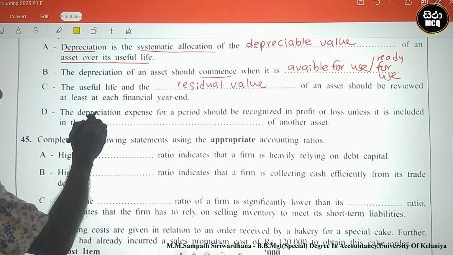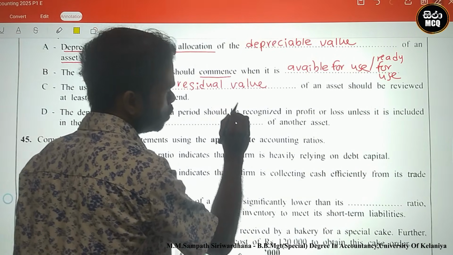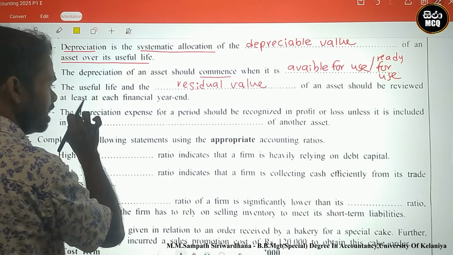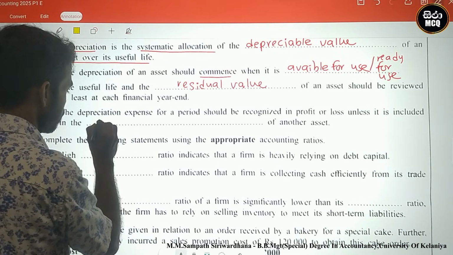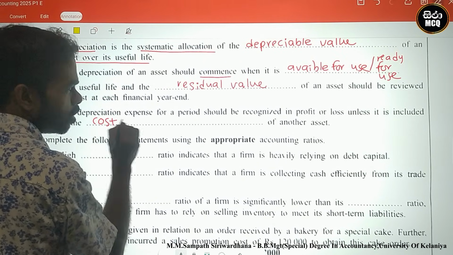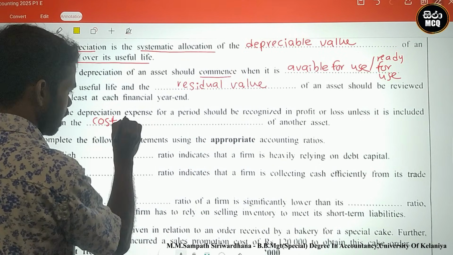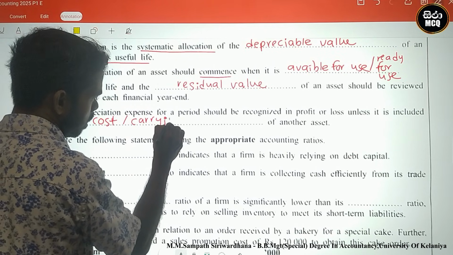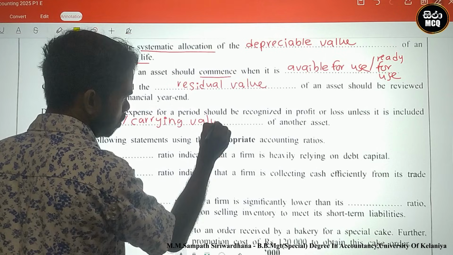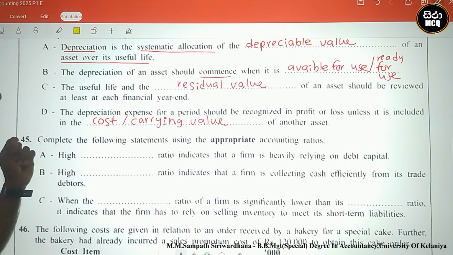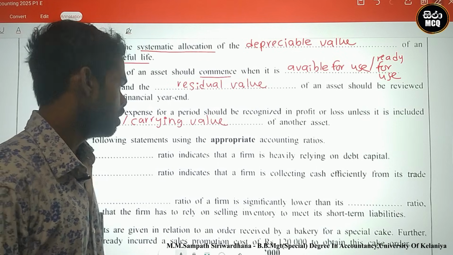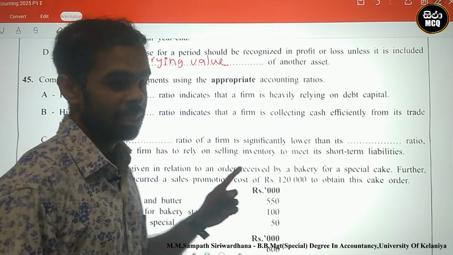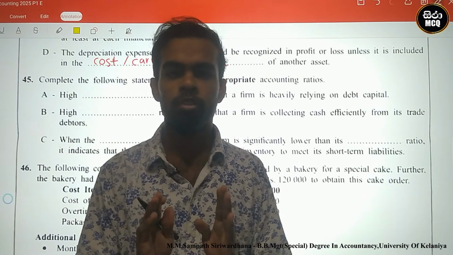Okay, look here, the depreciation expense for the period should normally be recognized in profit or loss, unless it is included in the cost or carrying value of another asset. Cost is the best word to identify this. Okay, this is the end of the question. After that, this is a ratio question. Okay, in the next video we meet question number 45.